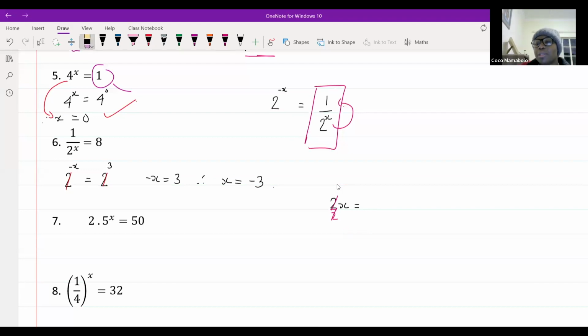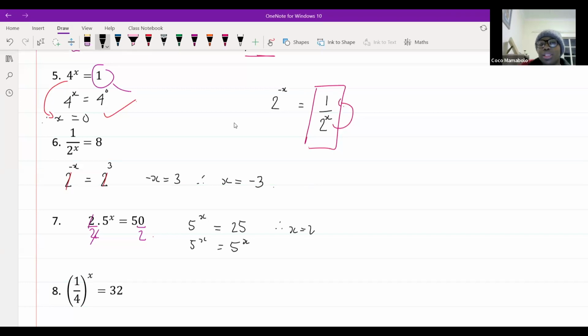So now in this particular question that I've got over here, I've got a 2 in front of the thing that has x. So what I'm going to do is I'm going to divide both sides by 2. Then that and that will cancel. And I will then get 5 to the power of x is equal to 50 divided by 2 will give me 25. And therefore 5 to the power of x is equal to 5 squared. And therefore x is equal to 2.